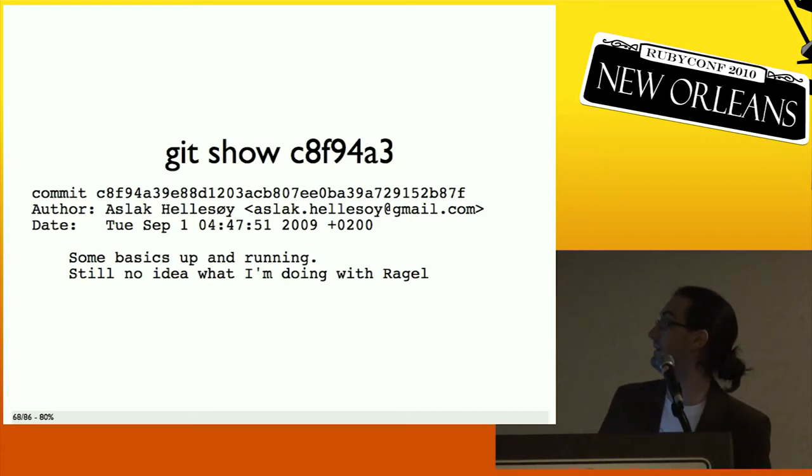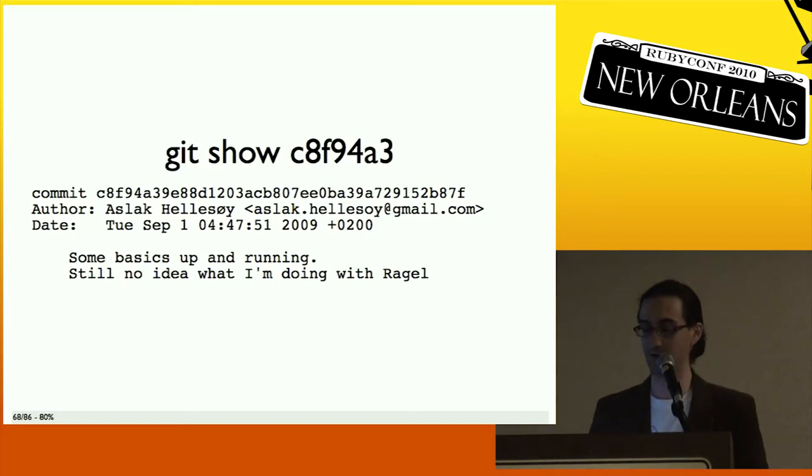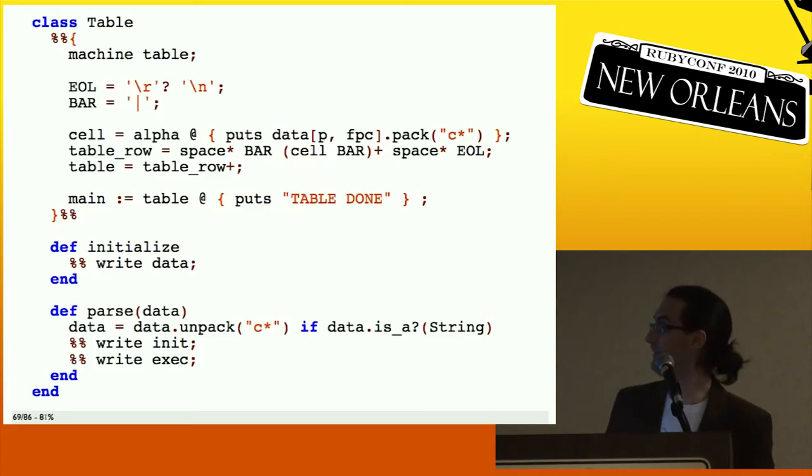So we're going to start way back in the dawn of time. This is Aslak's first commit message that contained a test, pretty much. It says, "Some bases up and running, still no idea what I'm doing with Ragel." And this is the table. He's working on table processing, and you can see just the skeleton of stuff. You've got this basic machine. A cell is composed of alphanumeric characters, this character class, and when it runs into one of those, it's retrieving information from the data, which is the input, and then just puts it to the screen.